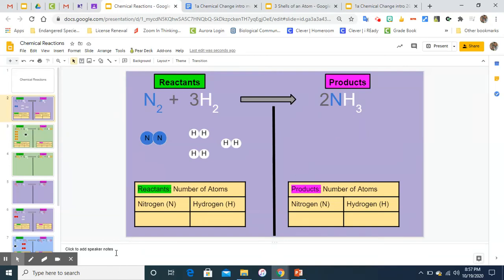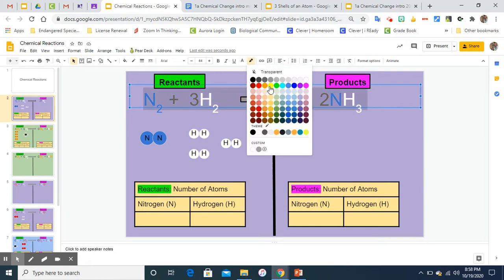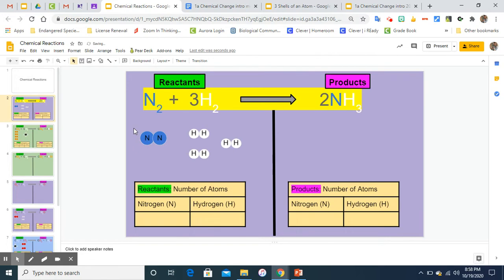In this assignment, you're going to simulate what happens during a chemical reaction, and we're going to use the chemical equation to help us. At the top of each slide, you'll notice the chemical equation, which I'm highlighting in yellow just to kind of point it out to you. I'm going to undo that.